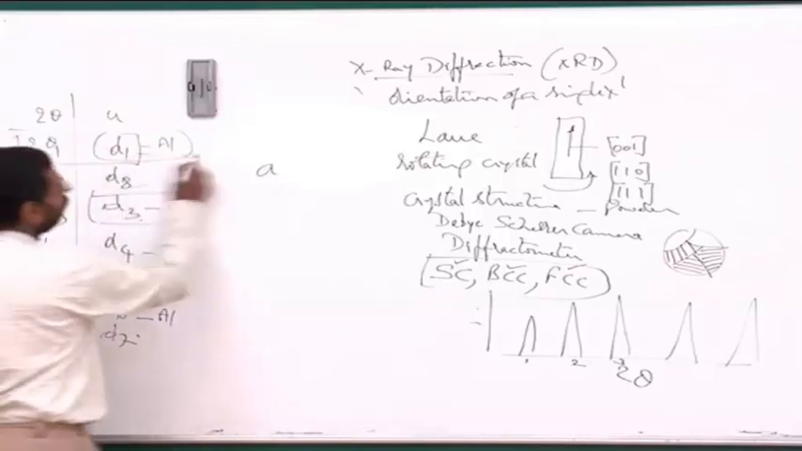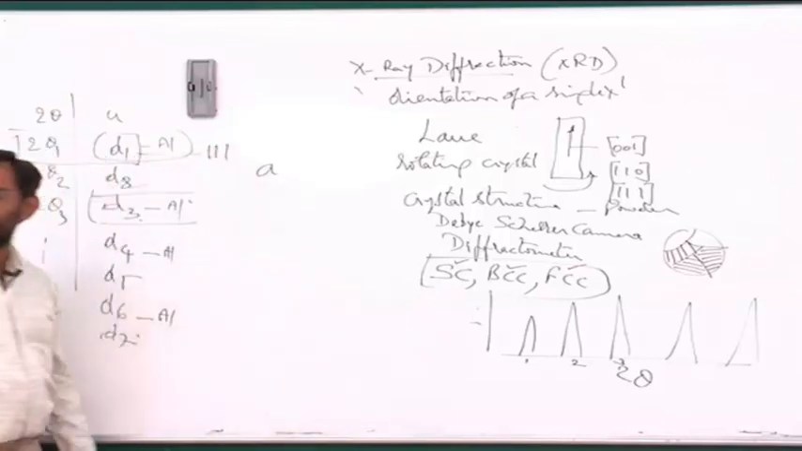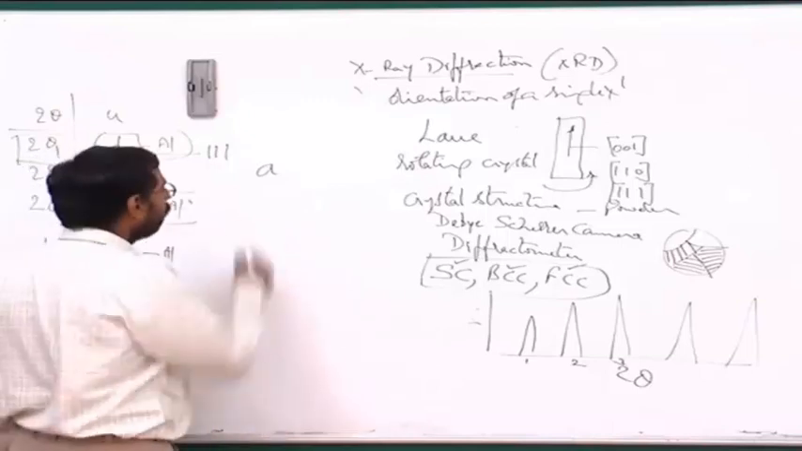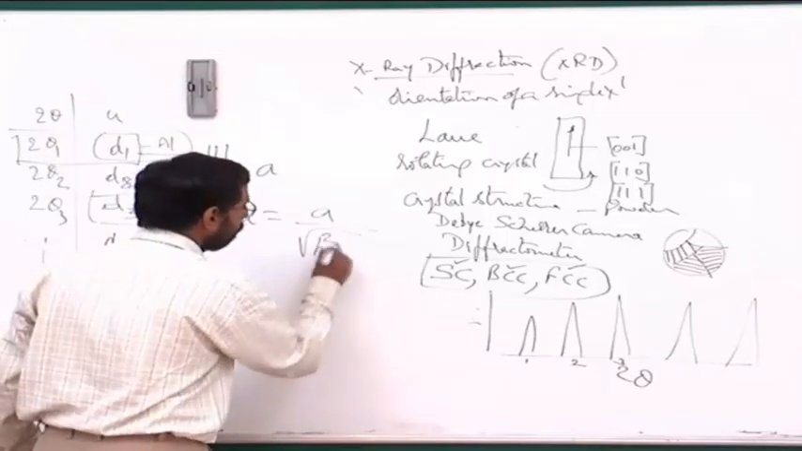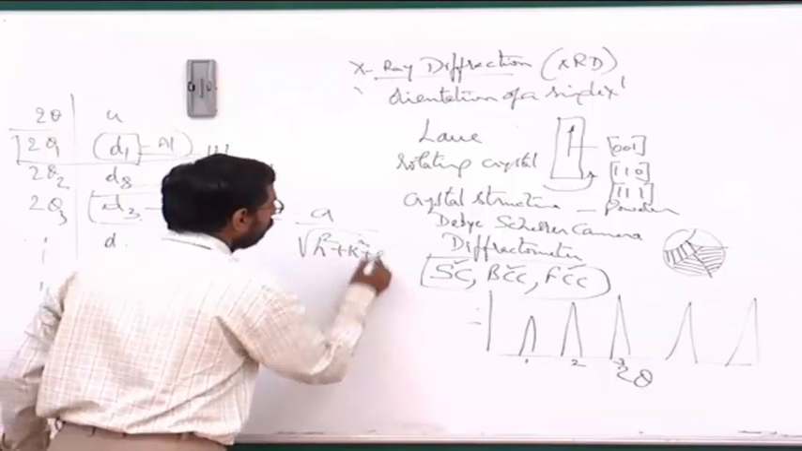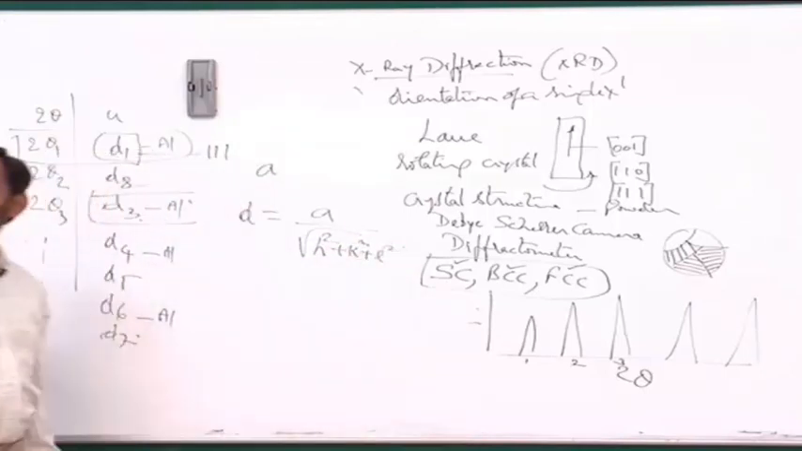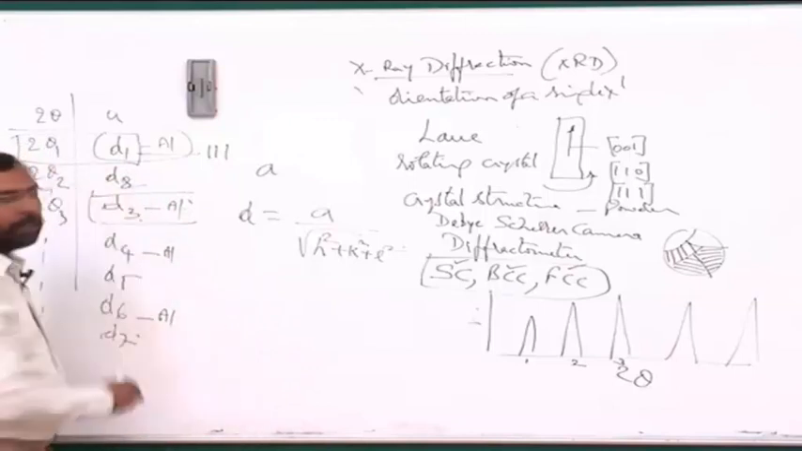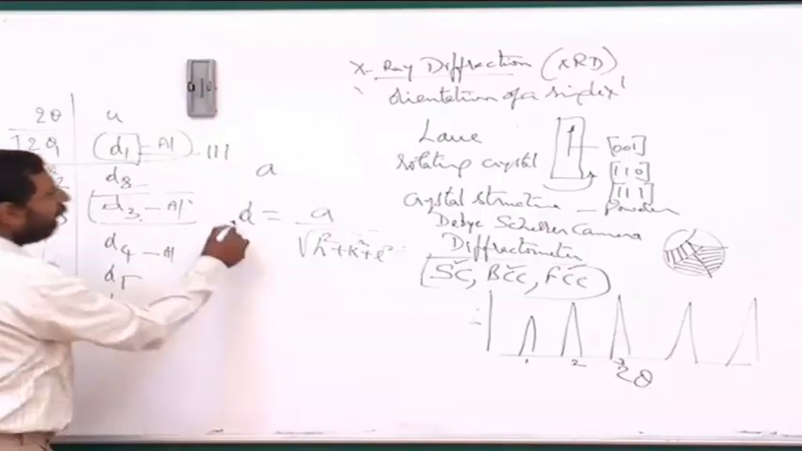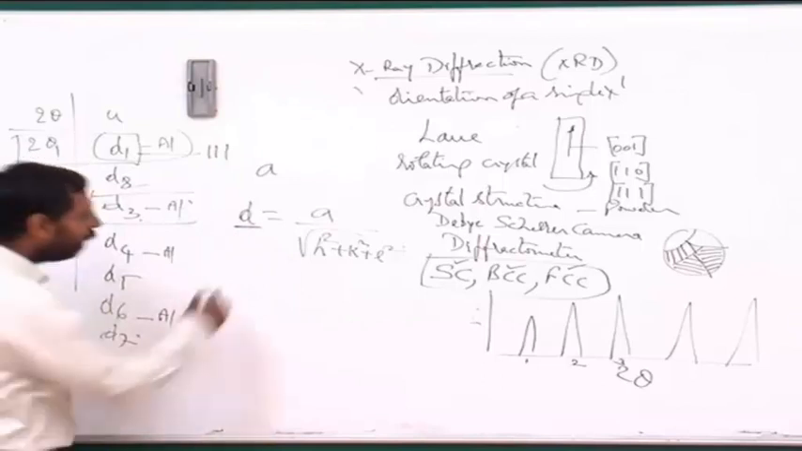I know the first peak is nothing but the 111 peak for an FCC, and once I know that there is a relation, then I know from the first peak what is the theta corresponding to the first peak. From the theta I can find out the d. How do I find out the d?